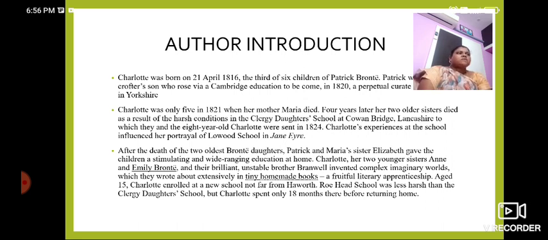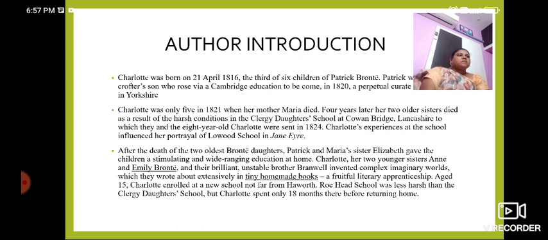at Cowan Bridge. After the death of the two oldest Bronte daughters, Patrick and Maria's sister, Elizabeth, gave the children a stimulating and wide-ranging education at home. Charlotte, her two younger sisters Anne and Emily Bronte, and their brilliant, unstable brother Branwell invented complex imaginary worlds which they wrote about extensively in tiny homemade books.